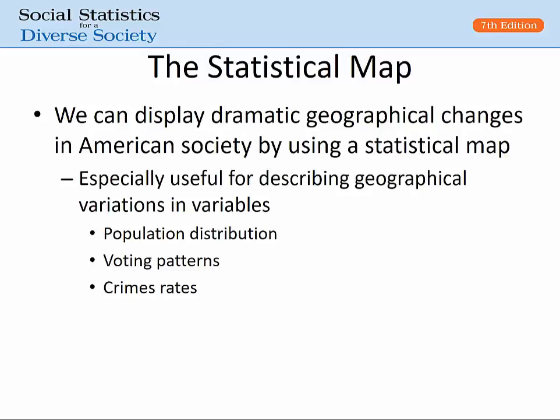So, for example, this lists population distribution, voting patterns, crime rates. I've looked at Policy Map at the geomaps to look at homelessness, different rates of homelessness in different parts of this county and across the state and things like that. So a statistical map really just is a geomap, or a way of showing data on a map.